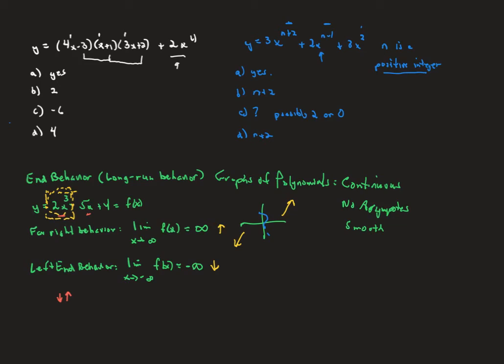Let's try another example. So I'm going to go to a new screen, and this time we're going to look at, say, y equals negative x to the fourth plus 5x to the third minus 7. And again, we're looking for end behavior. And again, when we just look at the highest power of x to get that indication, that's sometimes referred to as the leading coefficient test.